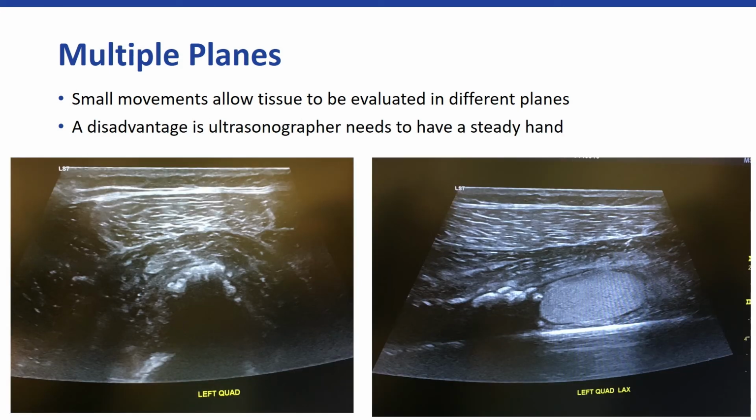So here's just an example here. There was a patient that had a quad injury, and we could look at it in multiple planes. On the left side, this would be an axial view of that. And then with just one small 90-degree rotation, we can get a sagittal view of the same area. You see the red arrow on the left correlates to the red arrow on the right.